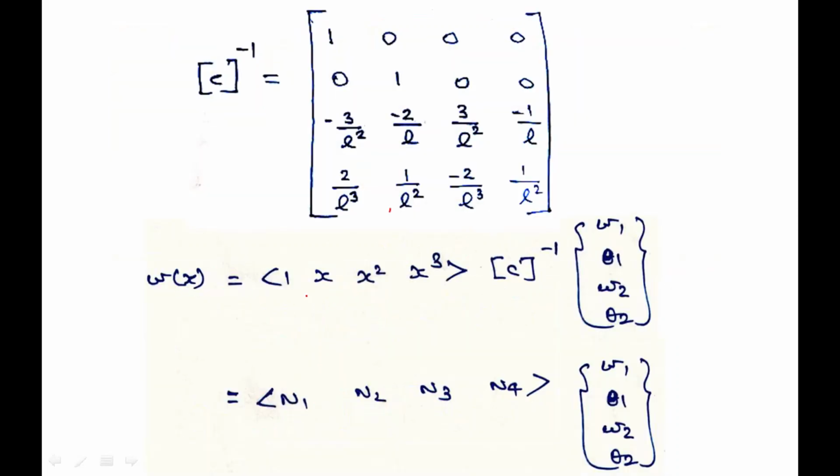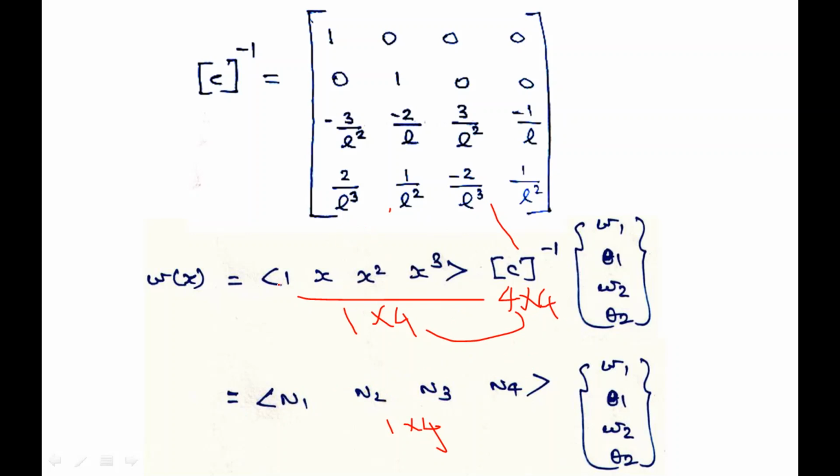After knowing C inverse, we substitute this A in the first equation, that is, W of x equals 1, x, x square, x cube, times C inverse, times W1, theta 1, W2, theta 2. This is a 4 by 4 matrix, and this is a 1 by 4 matrix. Multiplying these two matrices, we again get a 1 by 4 matrix. This is going to be called the shape function for this beam element: n1, n2, n3, n4.